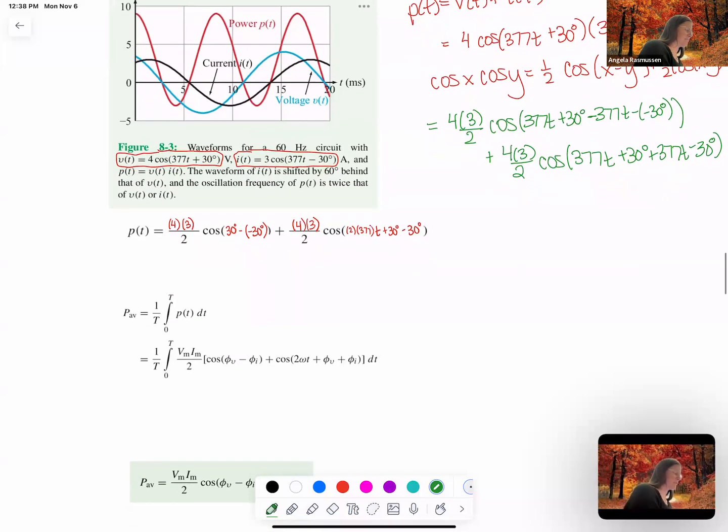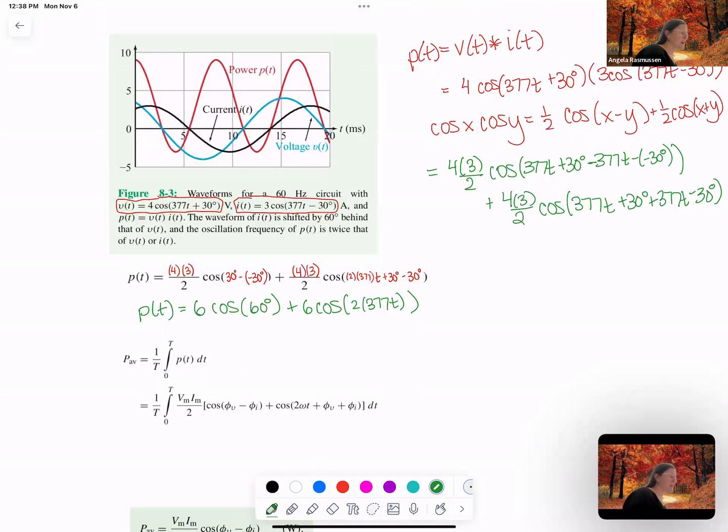So basically this then reduces to 6 cosine 30 plus 30, which is going to be 60 degrees, plus 6 cosine 2 times 377t. And then those will cancel, 30 minus 30. So this would be our power. And graphically, it looks like the red power up there.